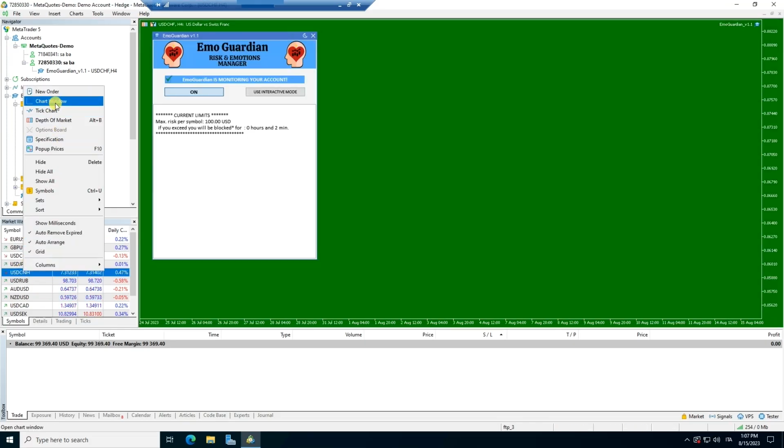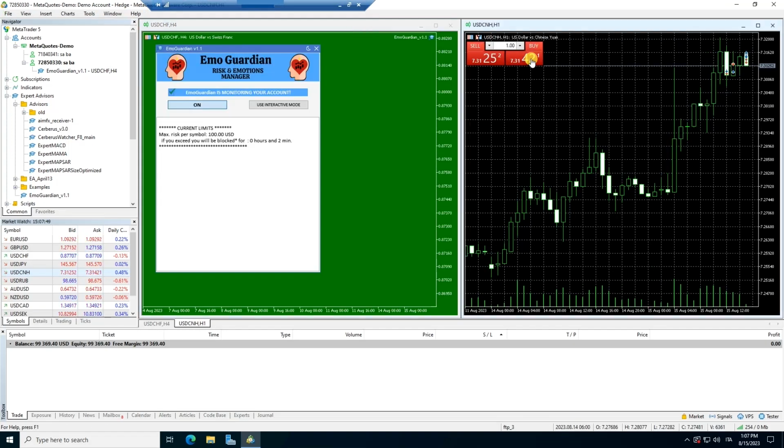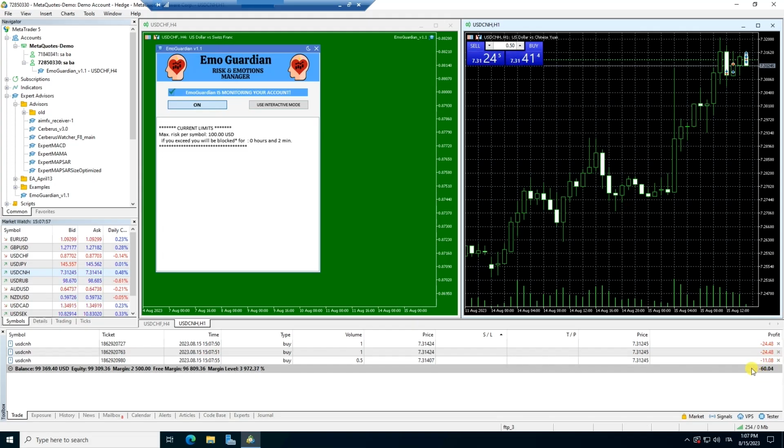So let's bring up the same USD versus yuan. Okay, so now I have several positions opened, all on the same symbol, which is USD versus yuan, and they are currently losing around $60. And once I reach this $100 risk, all positions should be flattened, and EMO Guardian should prevent trading on USD versus yuan, which is basically immediate flattening of any further attempt to trade that symbol. So let me show you.